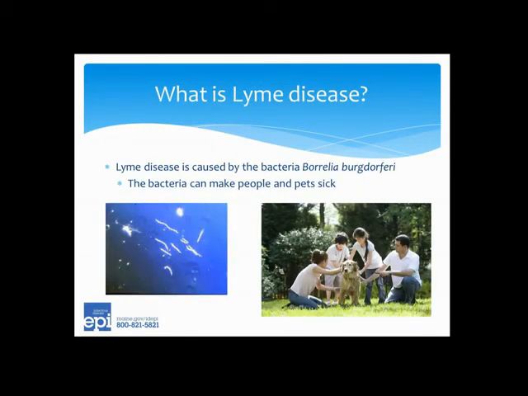So Lyme disease is the most common. What is Lyme disease? It's a bacteria. It's caused by the bacteria Borrelia burgdorferi. This bacteria is a spirochete. So if you look at this picture, you can see that the bacteria is actually spiraled, kind of like a corkscrew, and that's one of the hallmarks of the spirochete bacteria. And this bacteria can infect not only humans, but also animals. It's fairly common for dogs to become infected with Lyme disease as well.